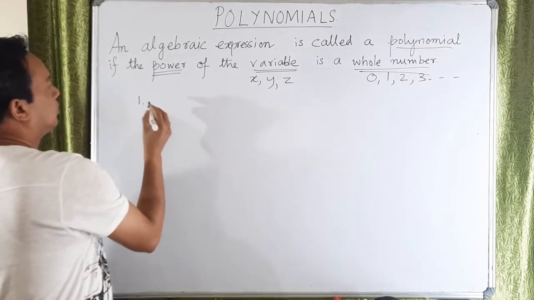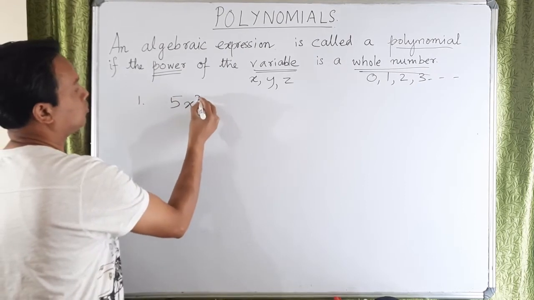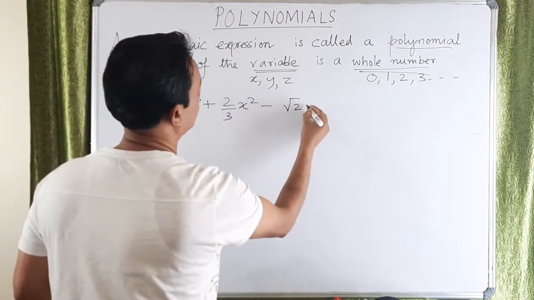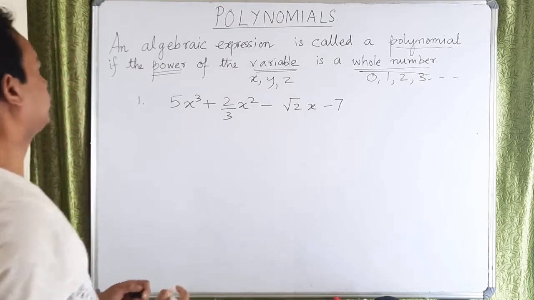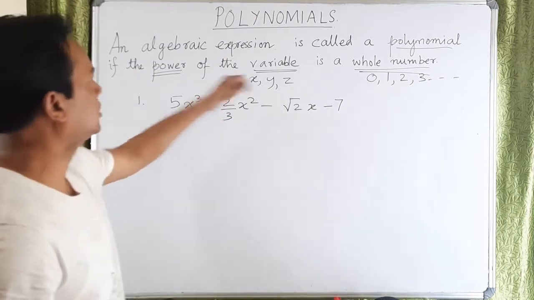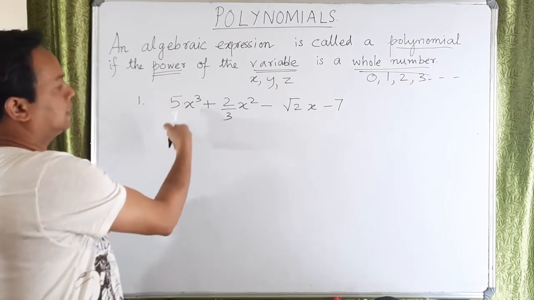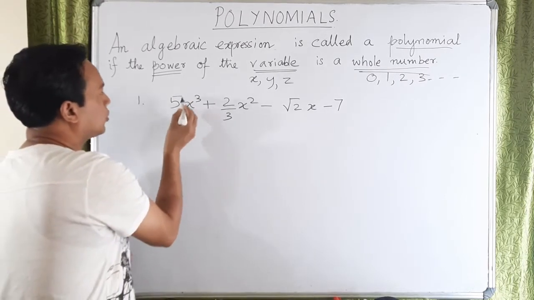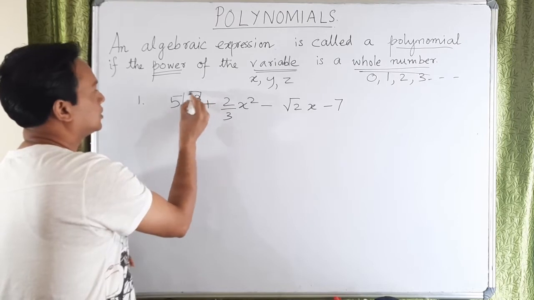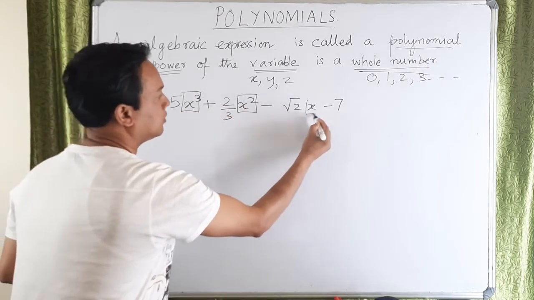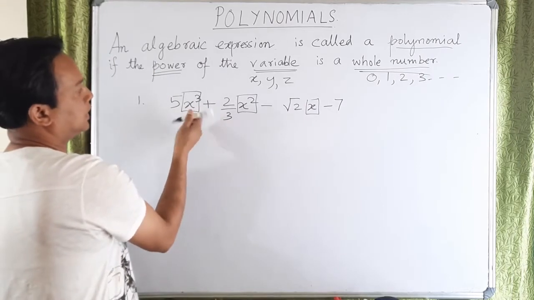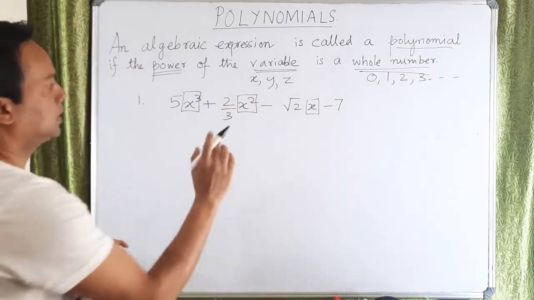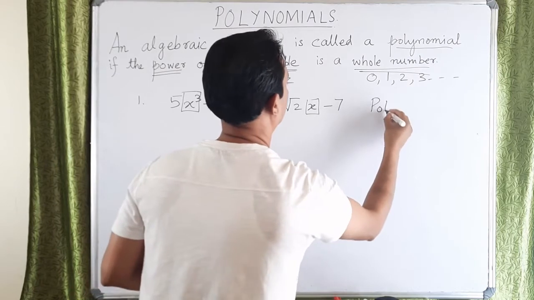Say, the first one. Let me write any numbers, say 5x cubed plus 2 by 3 x squared minus root 2 x minus 7. When you are given any algebraic expression, this is an algebraic expression for sure. If you write any number with alphabets, all are algebraic expressions. We don't have to worry about the numbers here. We will look at the alphabets first. These are the variables. x is the variable here. Look at the power. The power here is a whole number, whole number, whole number, whole number. So if it is a whole number, then it is a polynomial. So we can say it's a polynomial.